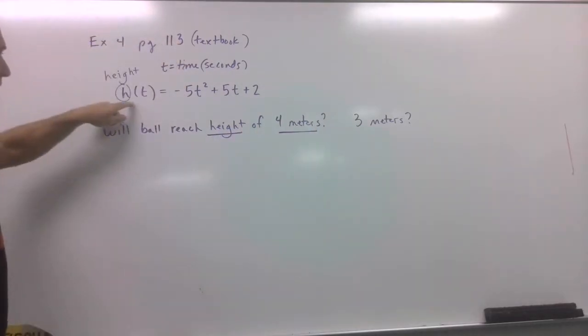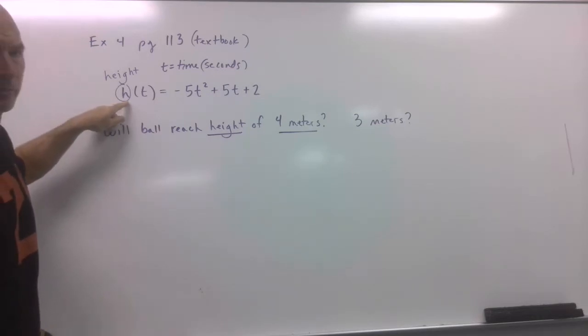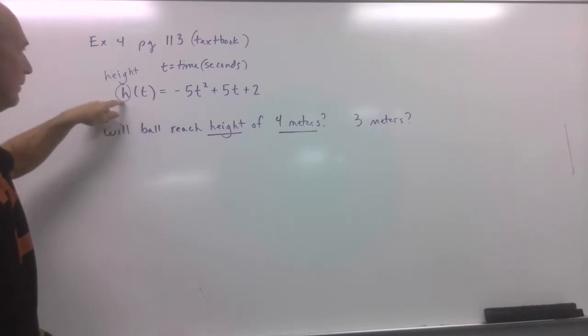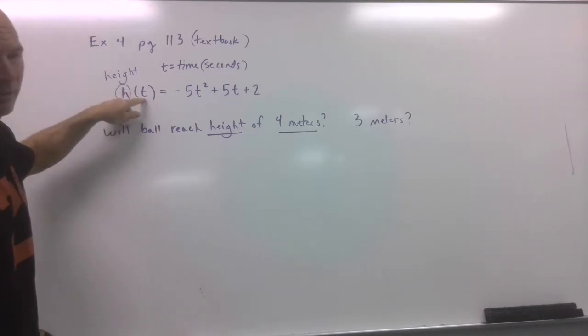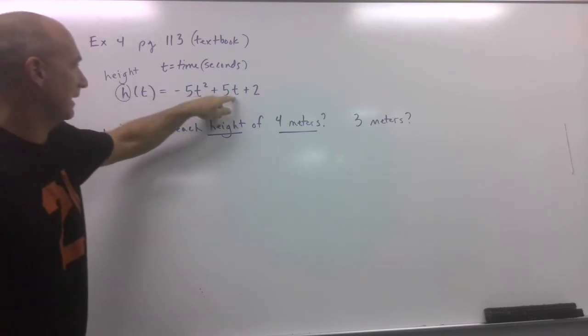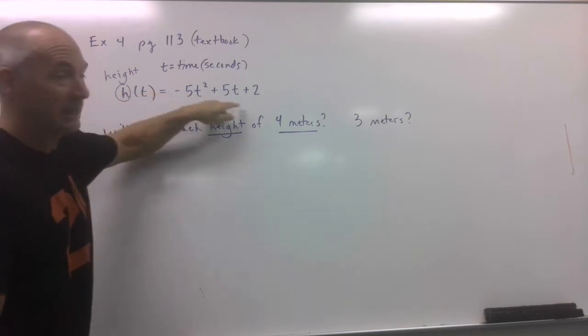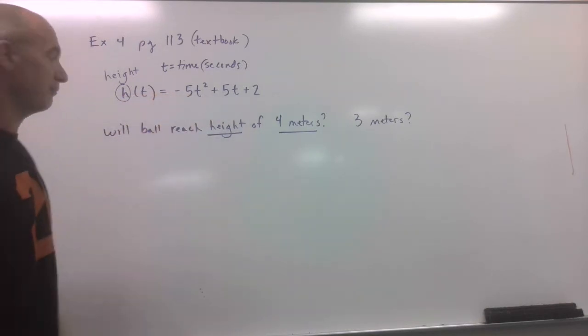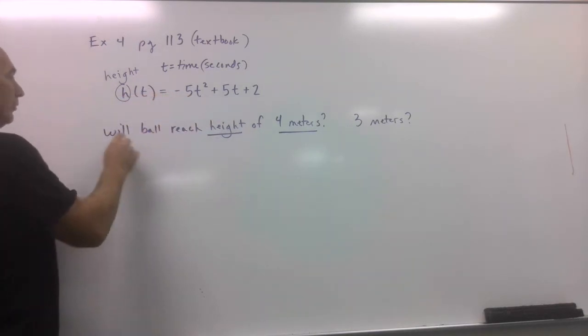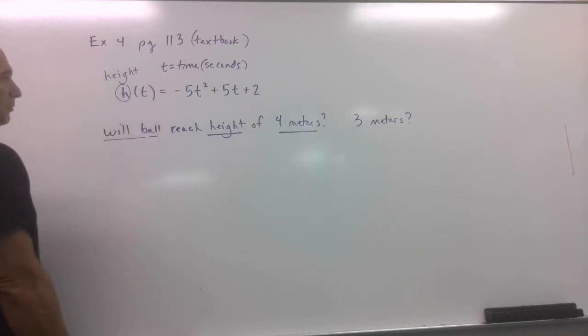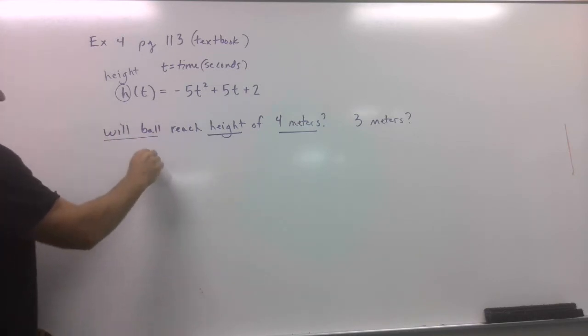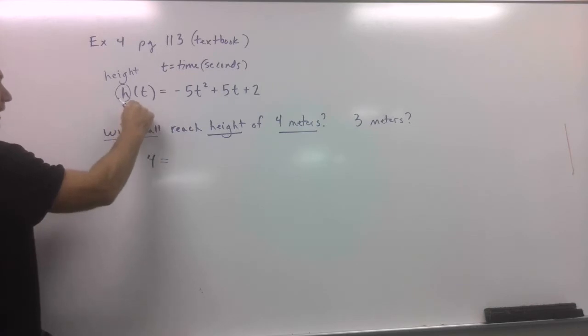So this is a fancy little terminology. We've been using it, but not a whole lot. The height depends on the time. That's what that's saying. So if I put in 1 second, there's going to be a certain height. If I put in 2 seconds, it's going to be a certain height, and on and on and on. So it just asks you, will the ball reach a height of 4 meters? So what that's telling us to do is put 4 in for the height.